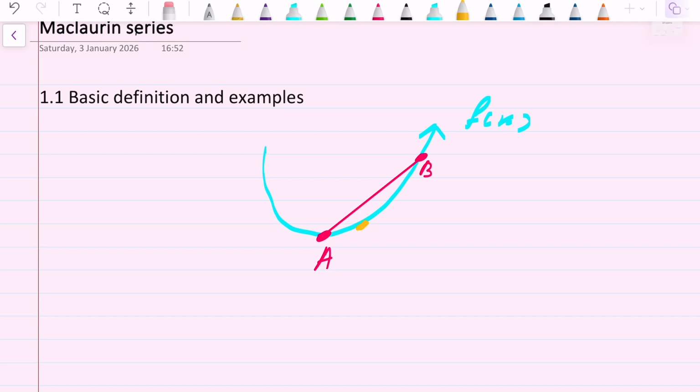Instantaneous rate of change is the gradient of the tangent at a particular point. So at an instant, that is tangent.